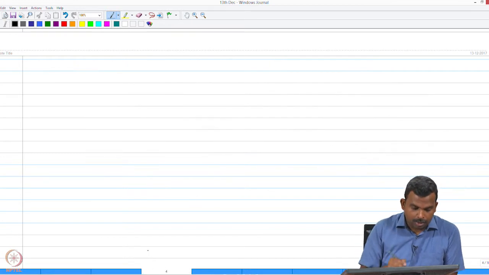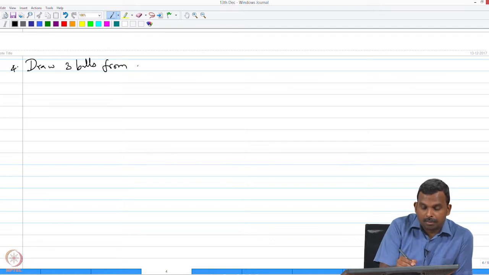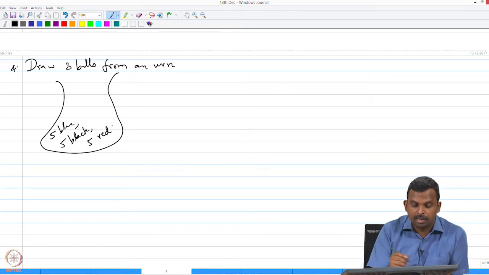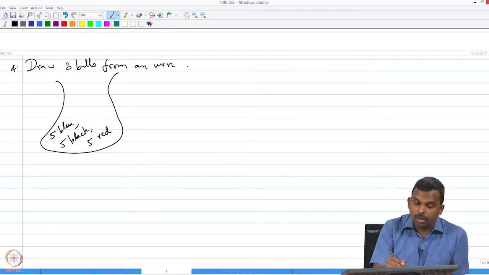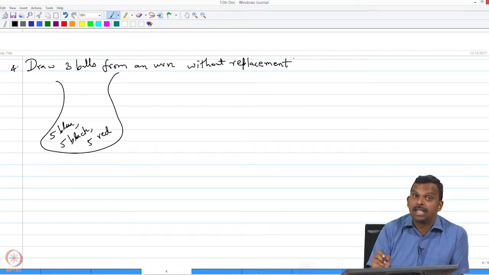So, I am going to do another problem like this, which is slightly complicated. Draw 3 balls from an urn. Okay, and the urn has, let us say, 5 blue, 5 black and 5 red balls. Okay, it has 5 blue balls, 5 black balls and 5 red balls. I am drawing 3 balls from the urn without replacement. Okay, so, the without replacement makes everything a little bit complicated or interesting, depending on your point of view. But without replacement is the case we are going to consider.